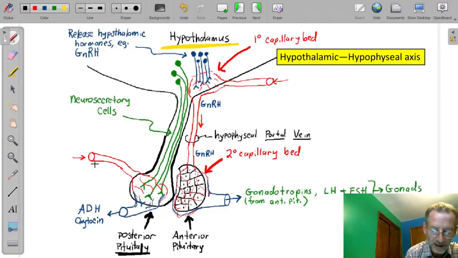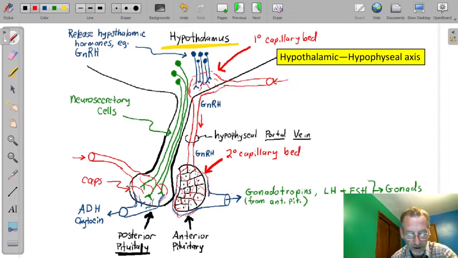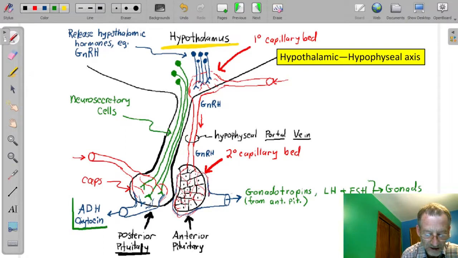So there is a capillary bed that surrounds the posterior lobe of the pituitary. So this is a capillary bed, so I'll just call it capillaries. So the hormone is released, gets picked up into the blood, and then is carried off through the systemic circulation. And you remember that the two hormones from the posterior pituitary are ADH and oxytocin. ADH we've talked about extensively with water balance in the kidneys.